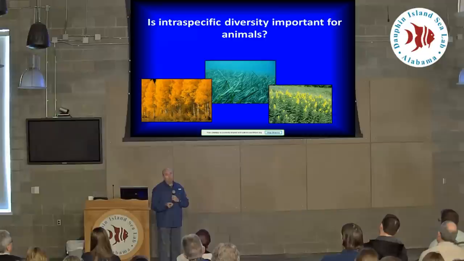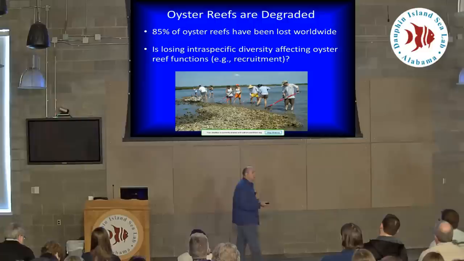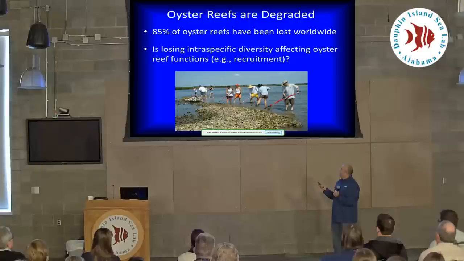like oysters. Now, given that oysters are, if not the most degraded marine habitat, certainly one of them. About 85% of them are gone. And there's huge interest in preserving the ones that are left and restoring them, and we want to make those efforts effective. We need to understand something about this. And if losing this intraspecific diversity is causing oyster reefs to be unhealthy in some way, this could hinder these kinds of efforts.